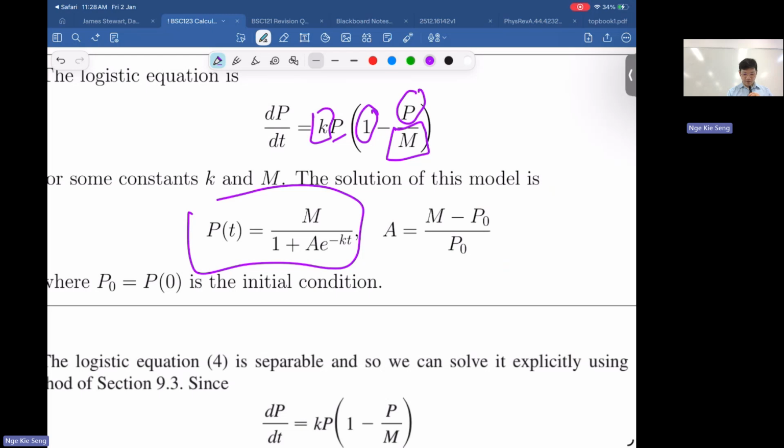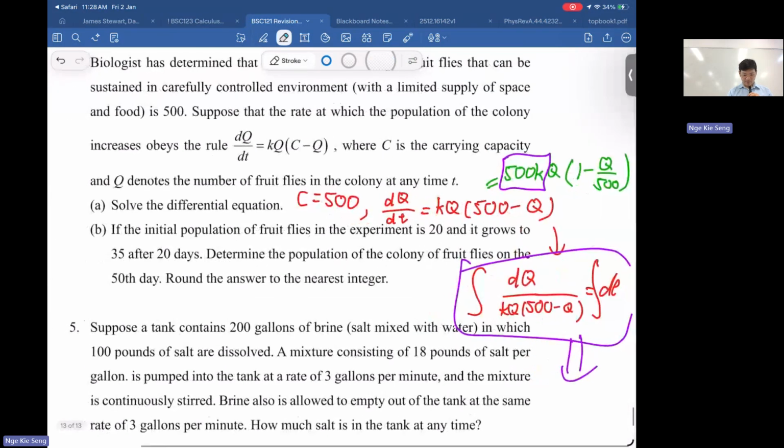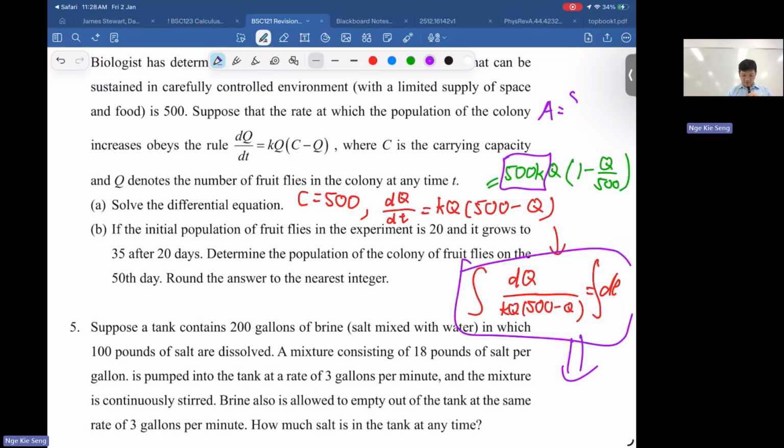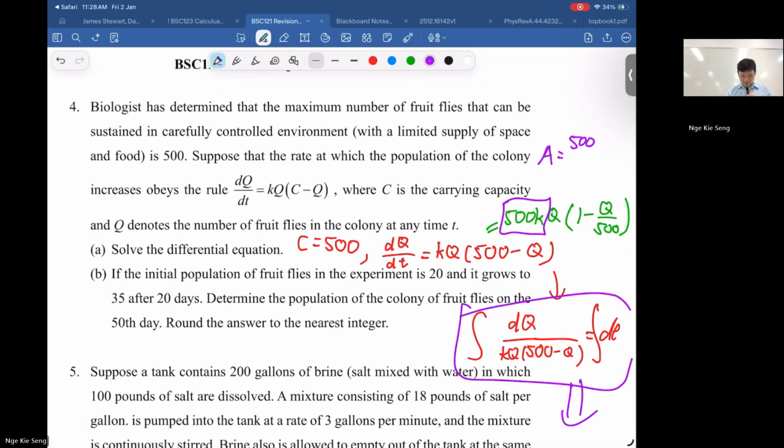So let's find A. What's A? A is the carrying capacity minus the initial one, divided by the initial. So A will be 500 minus... what's the initial number? Why is there no initial one? In this case, in part A, you are still not given the initial value yet. So what to do? Just leave it as a variable. Does it make sense? In part A, there's no initial population yet.